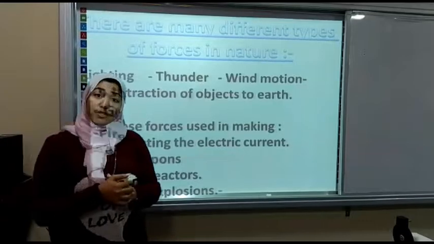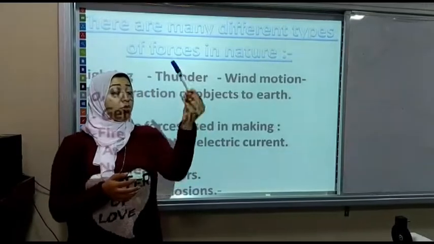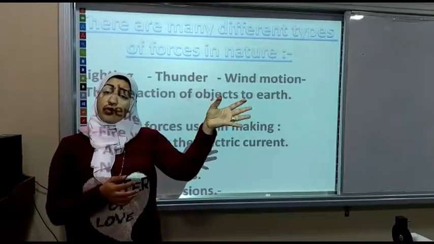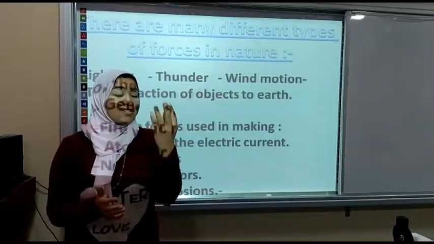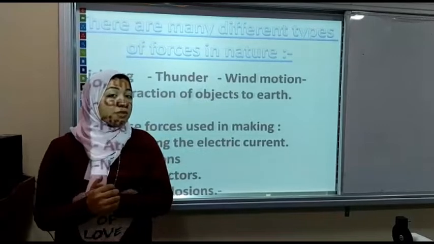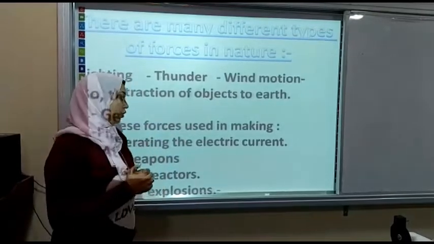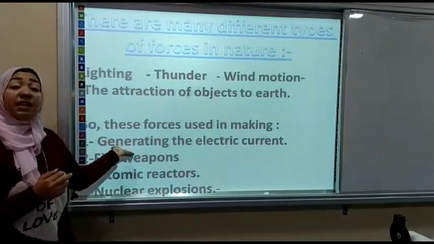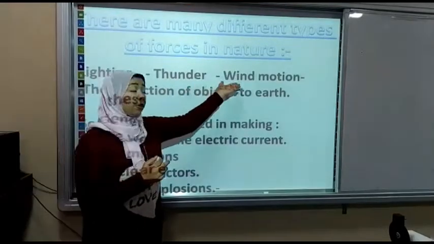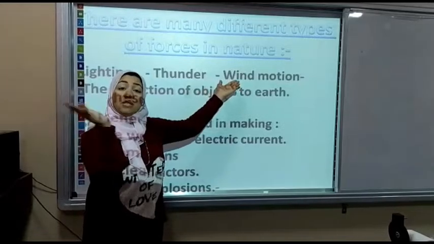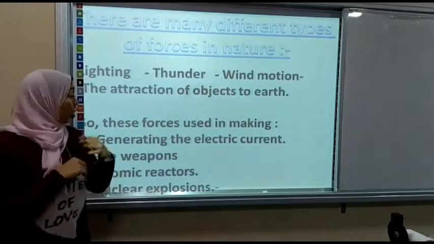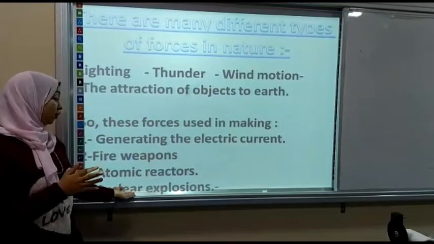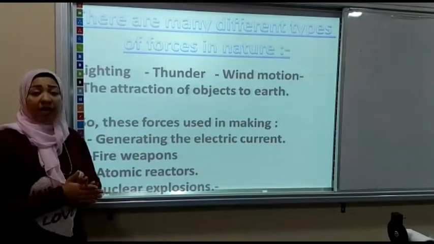Also the attraction force of objects. If you remember, you have been holding this pen. What happens if I let it go? It will fall down. Why? Due to the attraction force of the earth toward its center. And these forces can be used in generating electric current. You know that we can use the wind in making electricity. Also, we can use them in making fire weapons or atomic reactors or nuclear reactors.